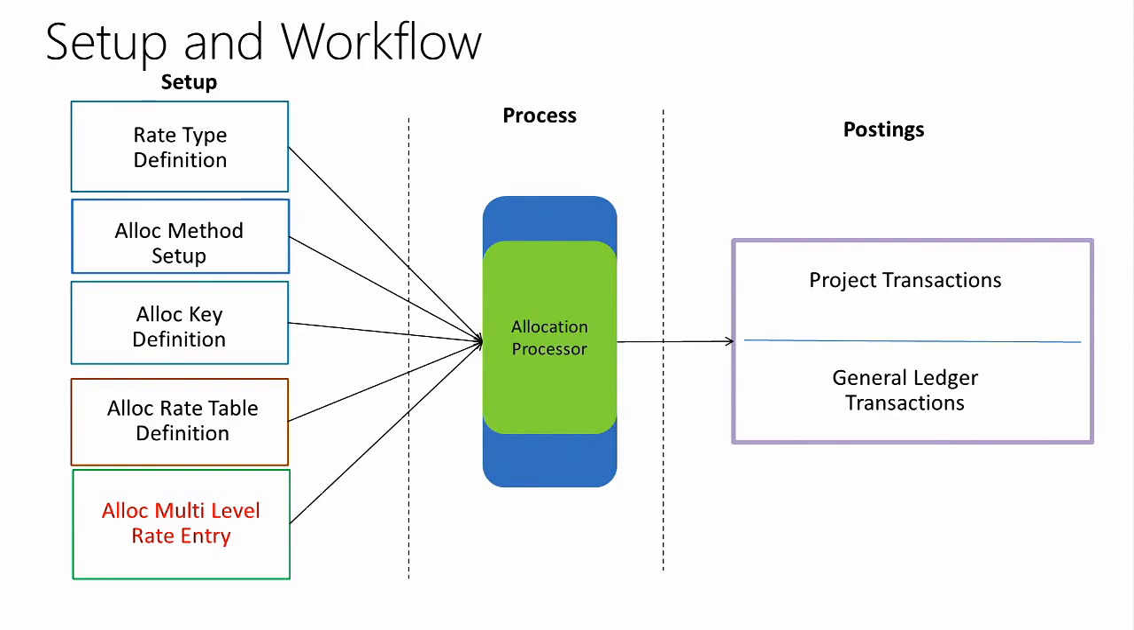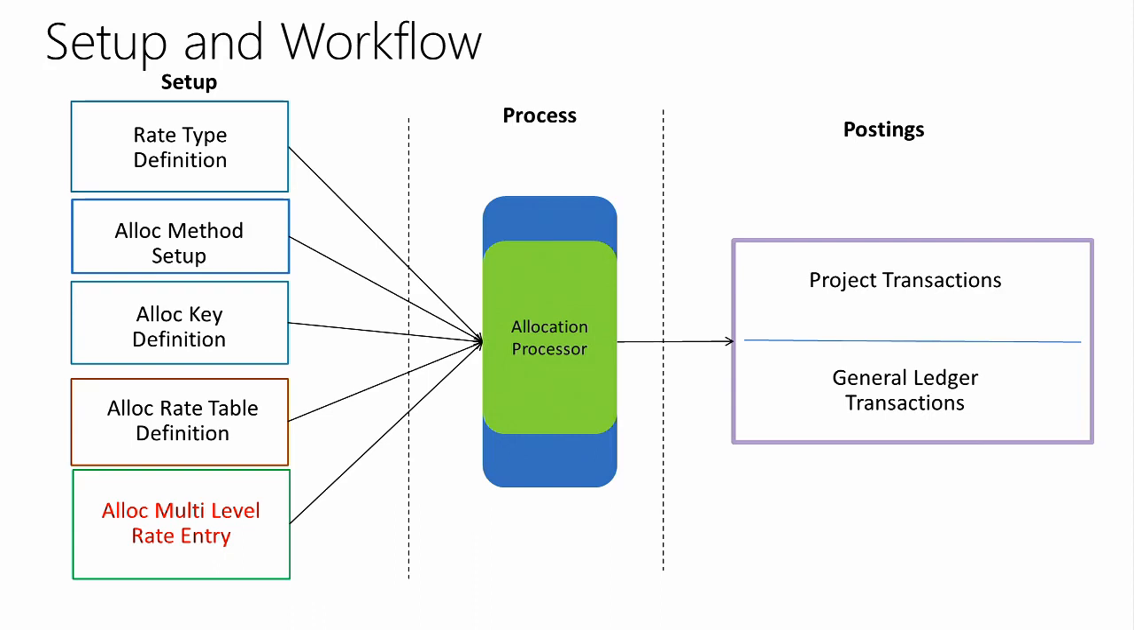There are quite a few screens that go into creating the allocation process. We talked about the second item on the list where it says alloc method setup. We will also discuss the rate type definition, the allocation key definition, the rate table, and then multi-level rate entry. Multi-level rate entry is the screen that users primarily maintain and edit information in. So we'll spend some time on that.